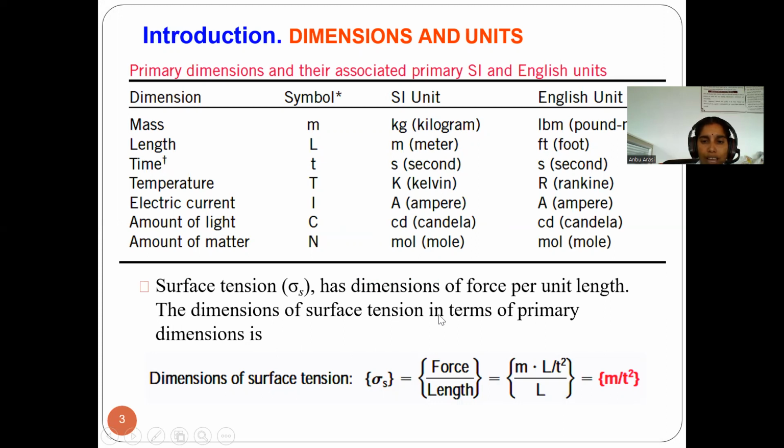Surface tension has the dimension of force per unit length. The dimensions of surface tension in terms of primary dimensions: sigma is equal to force by length. Already we see force is M L divided by T squared, and divided by length L. L, L cancel, and we get M divided by T squared, or M T to the power minus 2.